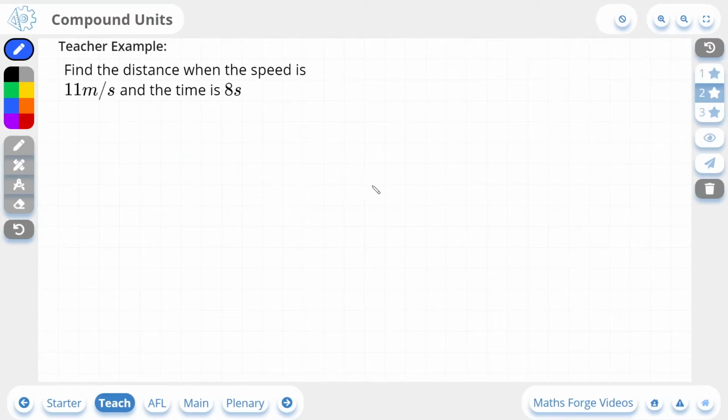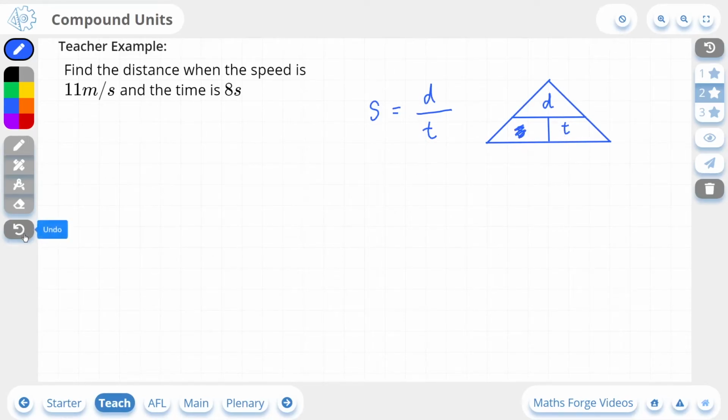Now we'll do a 2-star example. Here we're being asked to find the distance when the speed is 11 meters per second and the time is 8 seconds. So the formula for speed, distance, and time is that speed is equal to the distance divided by the time taken. And now if we draw the speed, distance, time triangle, it looks like this. So if you want to find speed, you cover it up, and that's going to be distance divided by time. And if you want to find time, you cover that up. It's going to be distance divided by speed. And finally, if you want to find distance, you cover it up, and it's going to be speed times time.